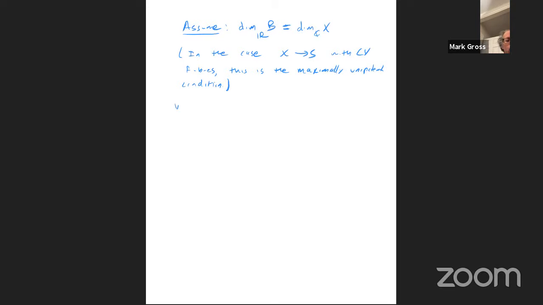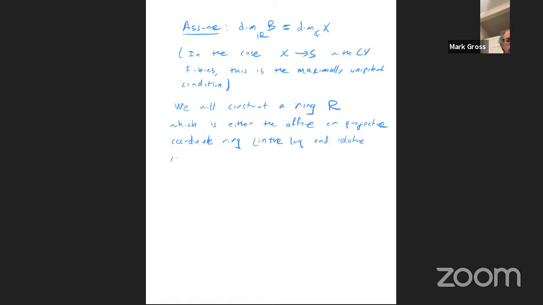So what we're actually going to do is construct a ring, which I'm going to call R, which is either the affine or a projective coordinate ring, in the two cases, so the log Calabi-Yau or this relative X to S case, of the mirror.